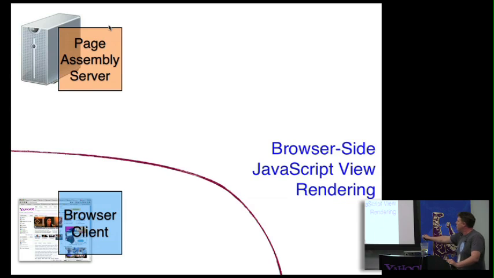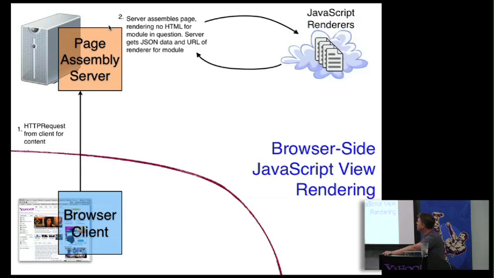So this is more of what I'm going to show you today in this prototype. For the browser side view rendering, because there's totally two ways this could work. If we want to do this view rendering on the browser, it starts off the same way, a request from the client. But then the page assembling server that's putting all of these modules together is going to render no HTML for this. All it's going to do is, for each data set that it goes and gets, it has to match a URL to the script of the renderer for that data set.